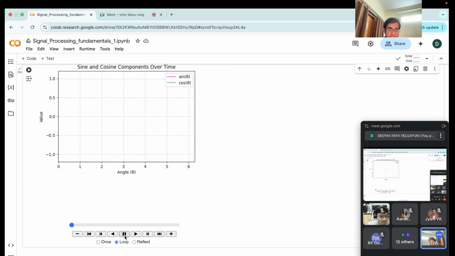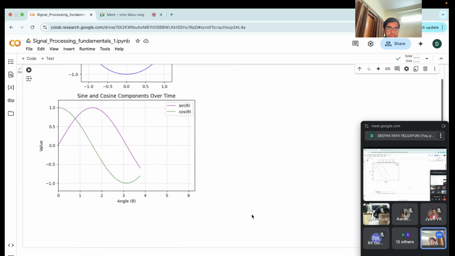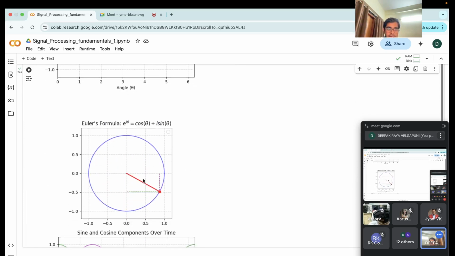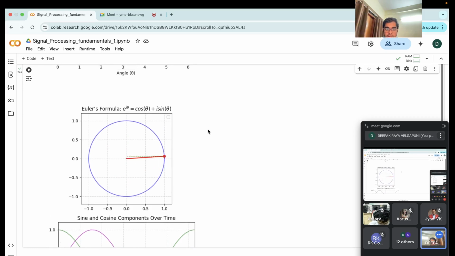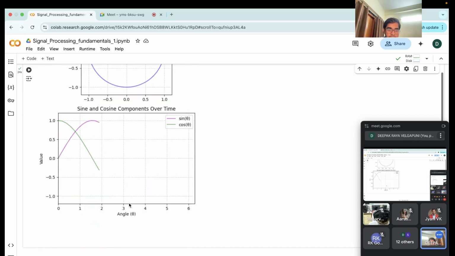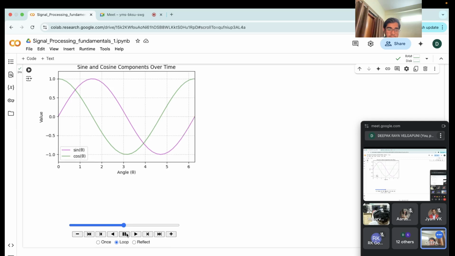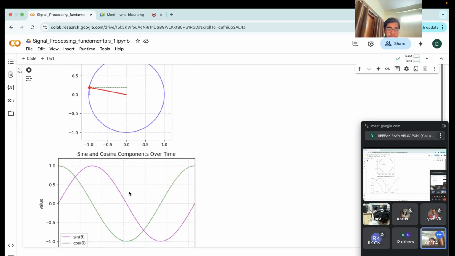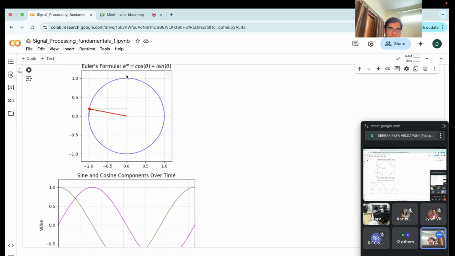Let me play this. You can see it is rotating at a particular frequency. The speed at which it rotates around the circumference of the unit circle defines the frequency. Let me stop for a moment. You can see this pink line and the green line, right?